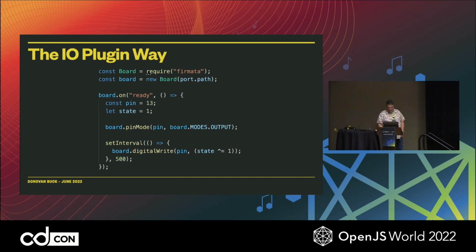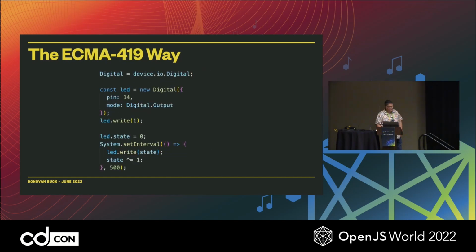So with ECMA-419, it's similar but different. We are not worried about the board. In this case, we are using the host's built-in GPIO. So we're not worried about the board at all. That's managed by the host. All we have to do is request from devices.io, which is built in on the host. All we have to do is request the digital class, and then we can instantiate a digital pin on whatever pin we choose, here 14, and then we're toggling the state every 500 milliseconds.